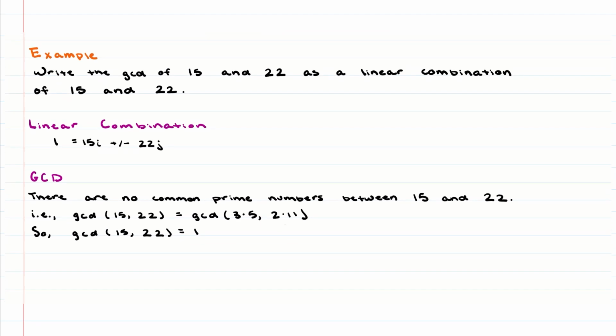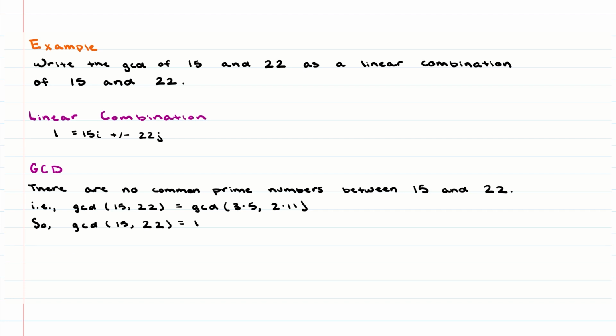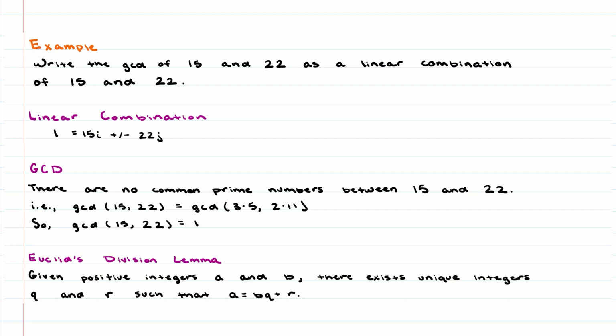Now the last thing that we'll review is Euclid's division lemma itself. It says given positive integers a and b, which for us is 15 and 22, there exist unique integers q and r, which are the quotient and the remainder, such that a equals b times the quotient plus the remainder. So let's start our solution off by plugging in 15 and 22 for a and b.